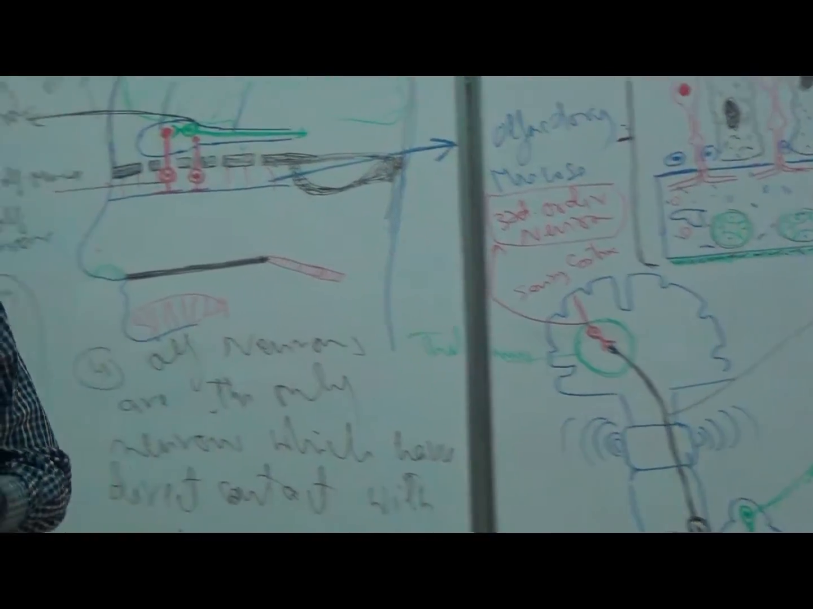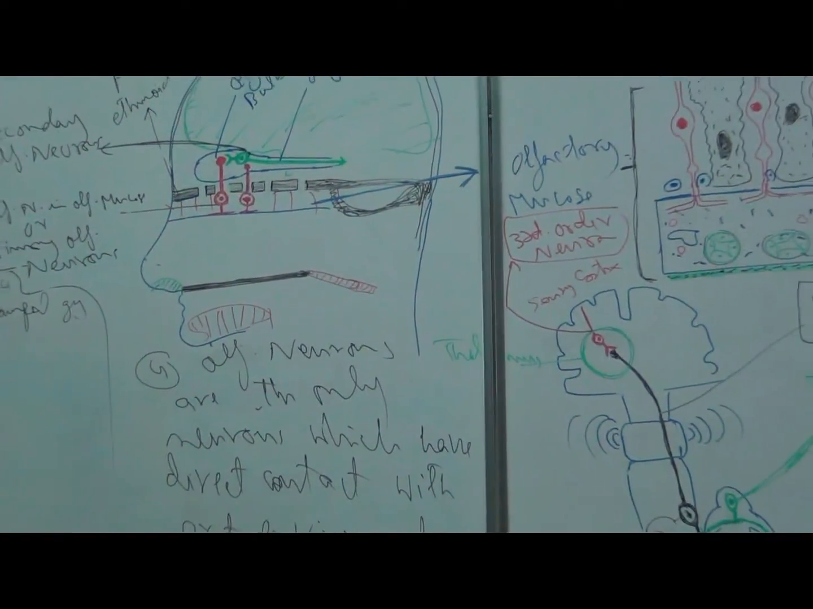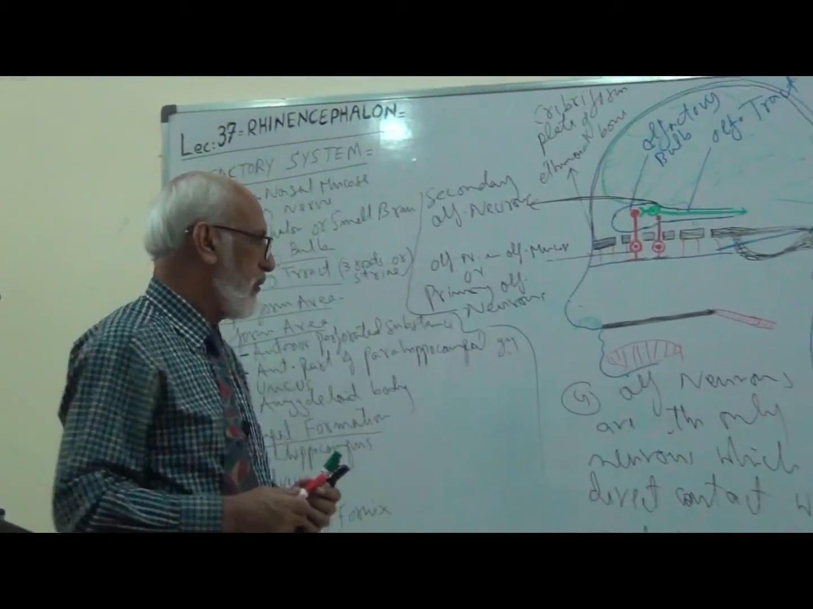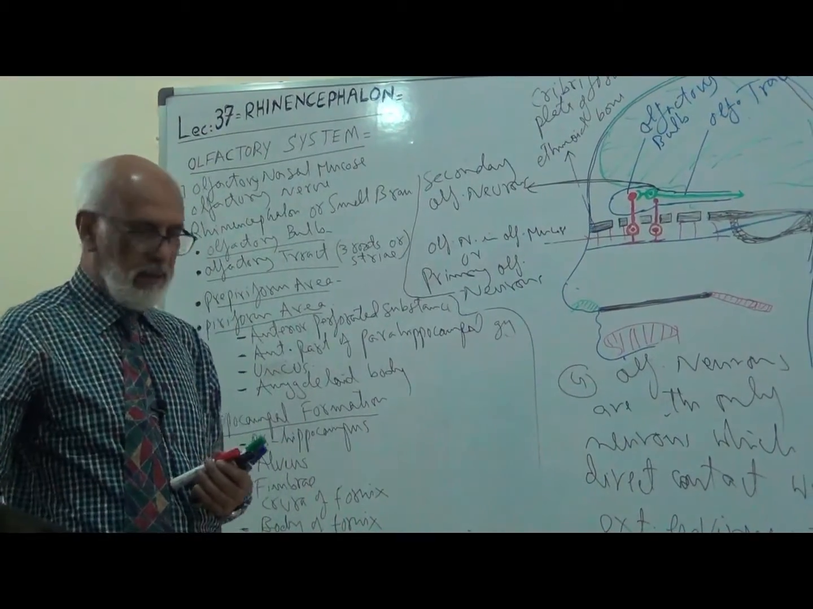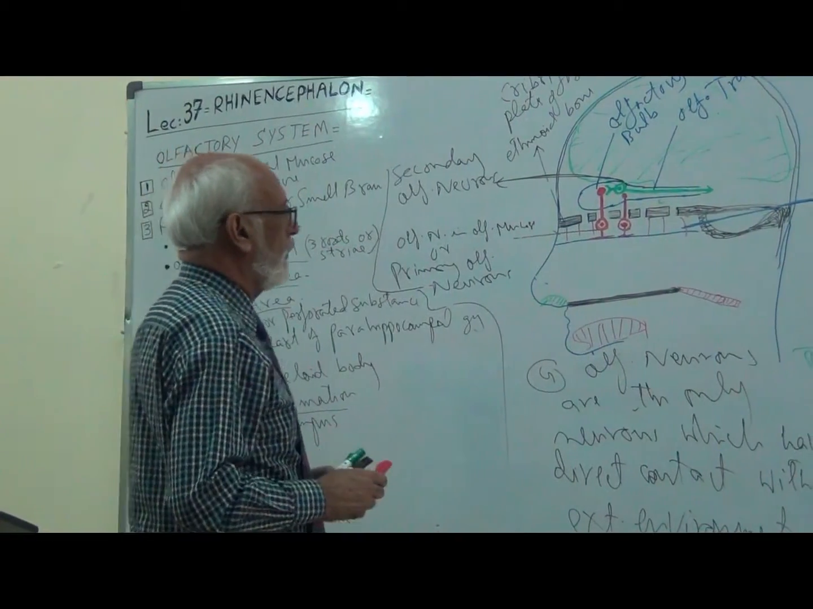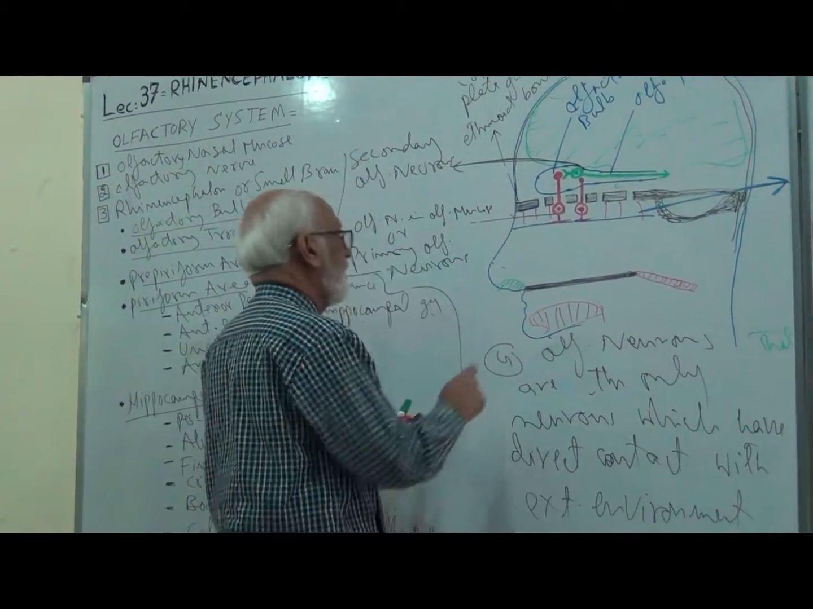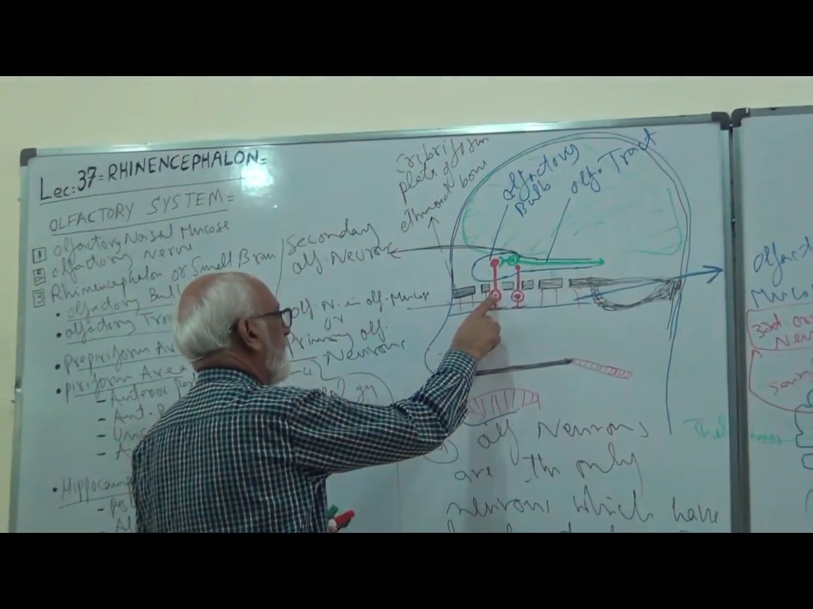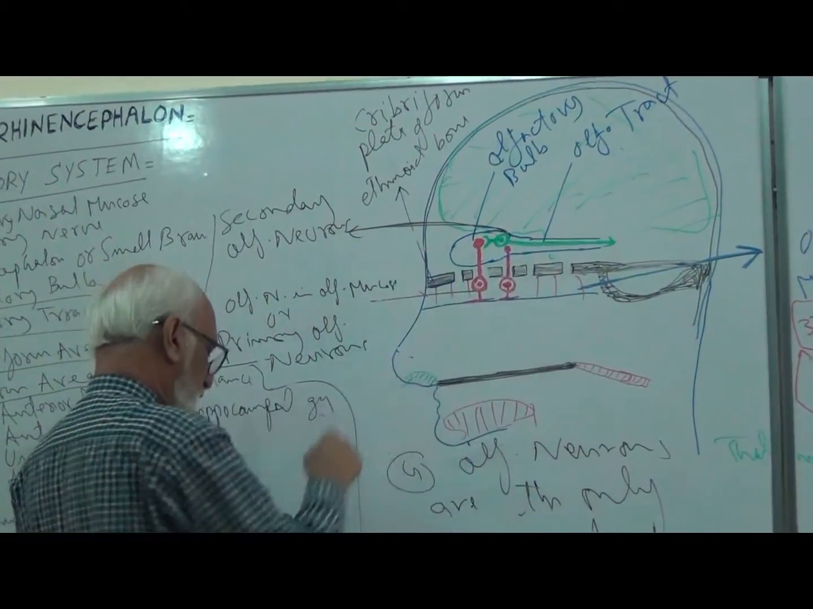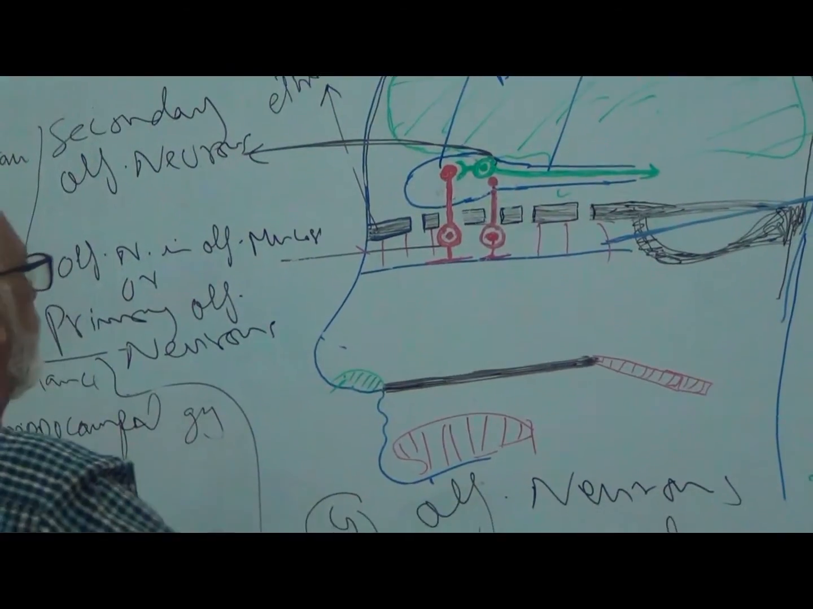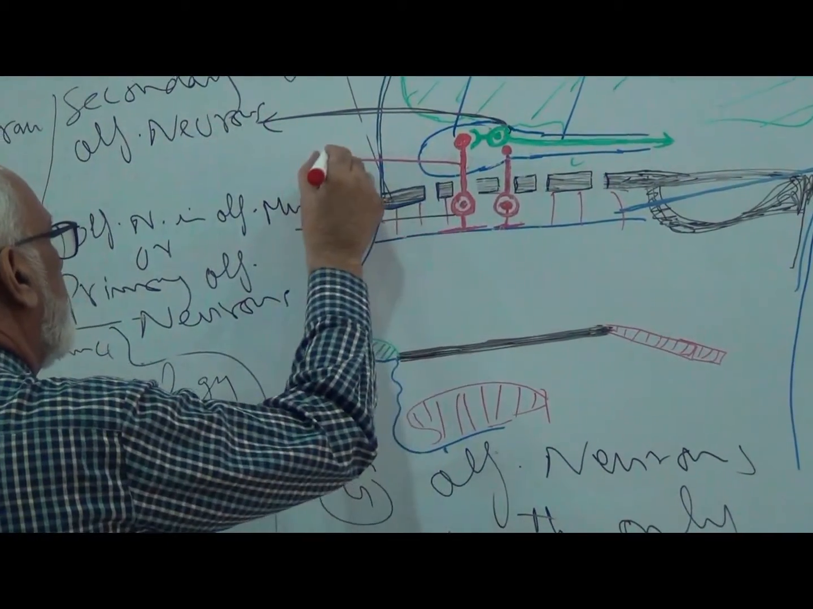But the olfactory sensation, which is a special sensation, has this property that only 2 neurons are involved here. You can see here the olfactory neuron from the olfactory mucosa relays in the olfactory bulb. This is the first order neuron in the olfactory pathway.